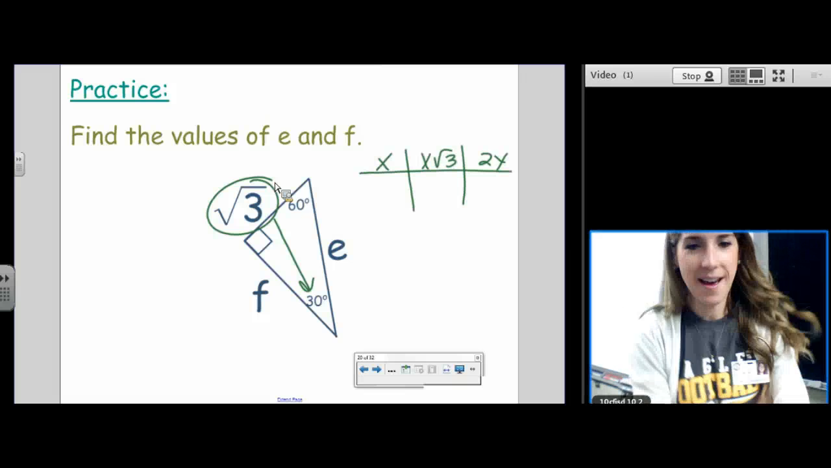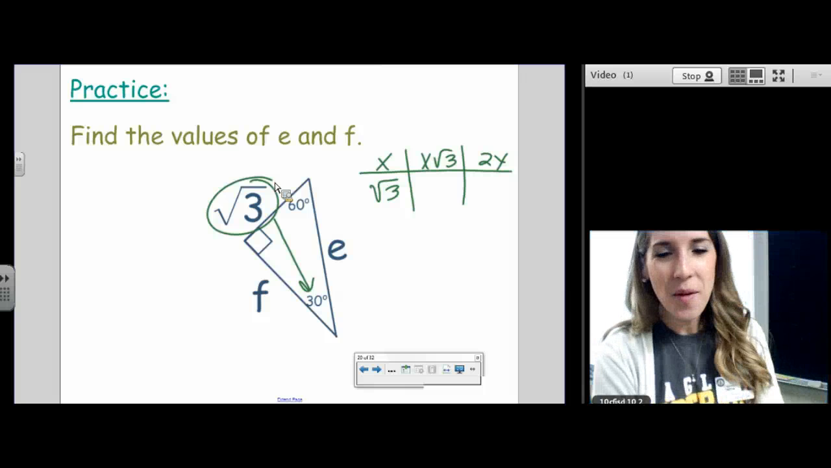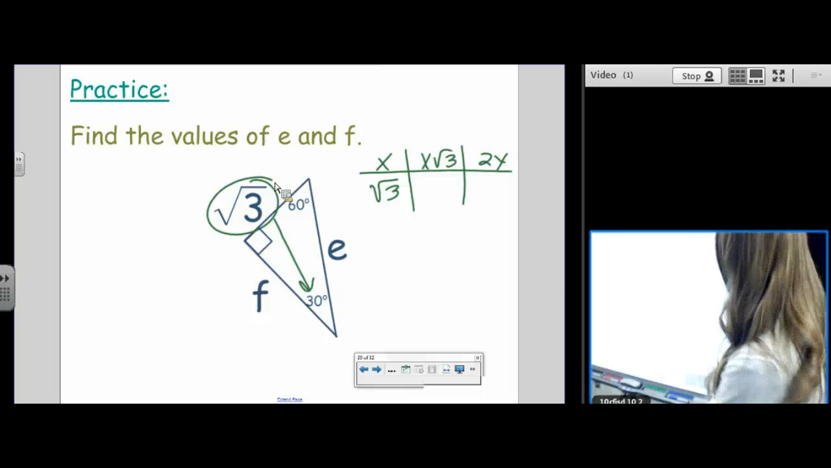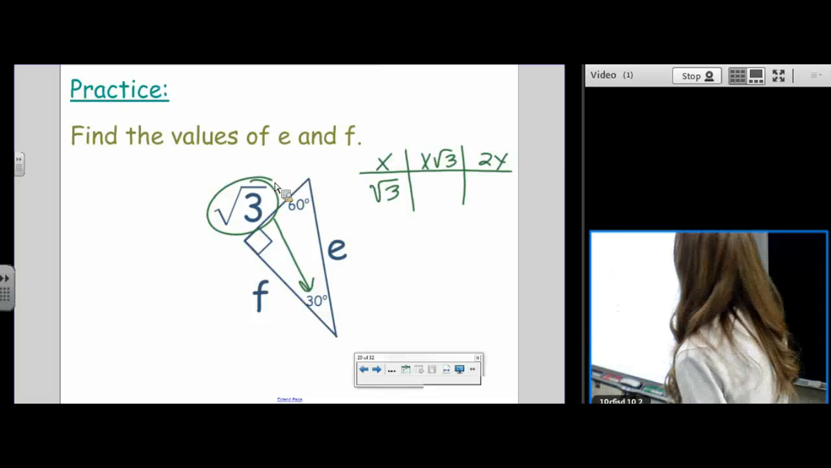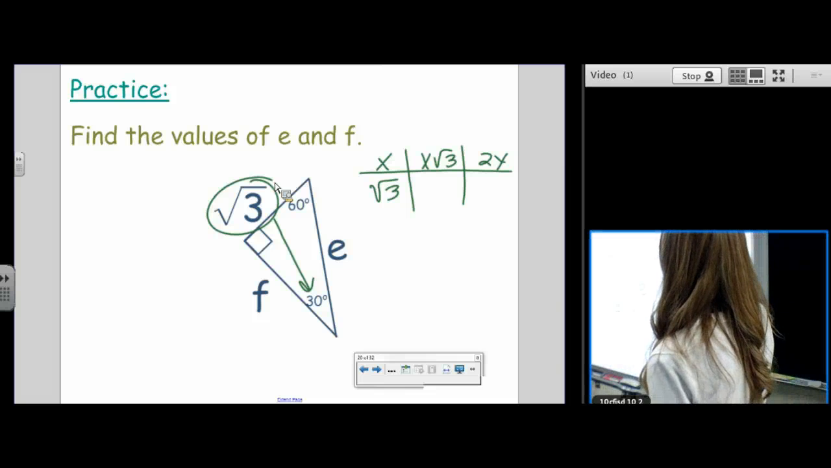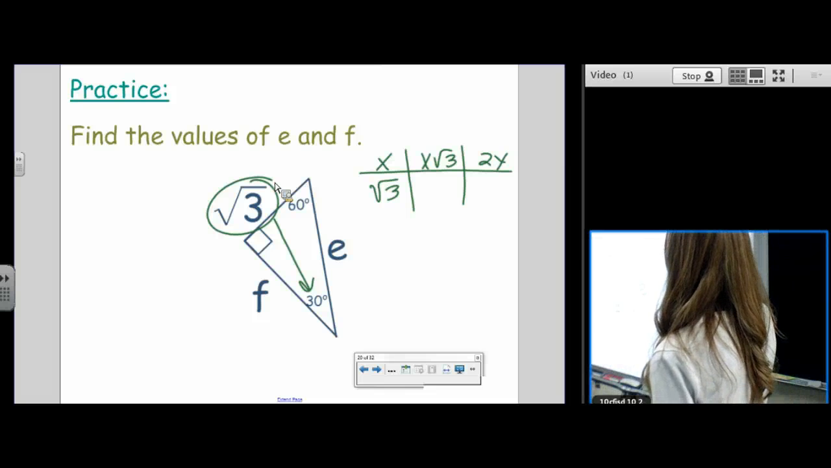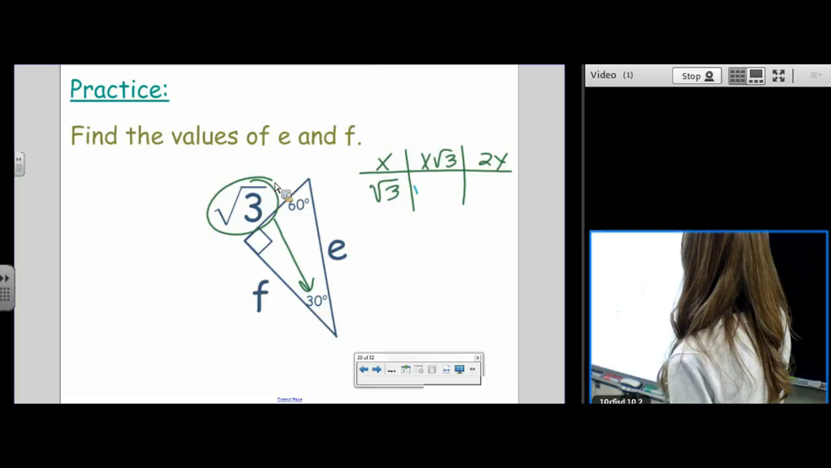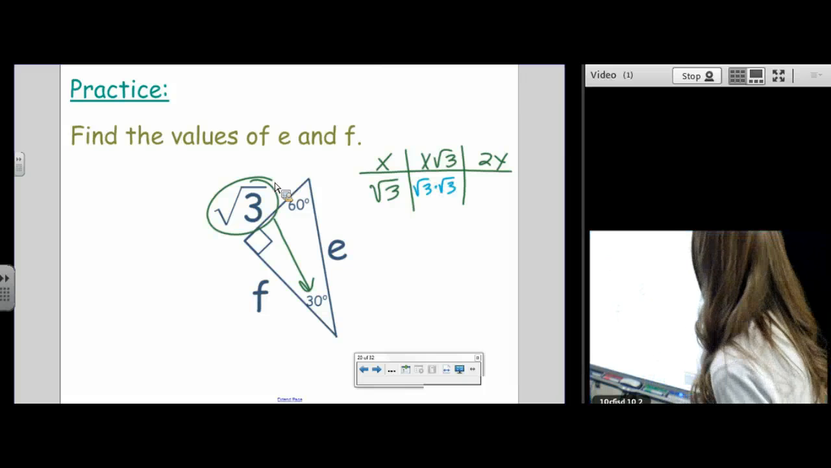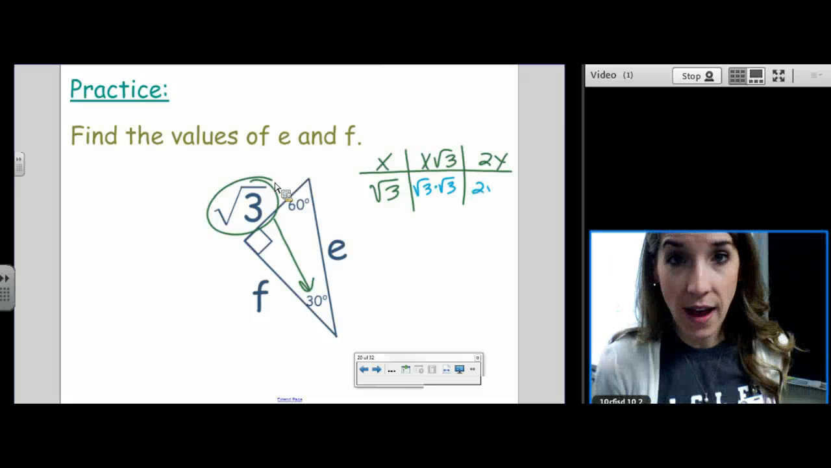Normally, we wouldn't put that one in that column, right? But root 3 is our x, so we have to be careful. I'm going to do what the table tells me to do. It says x times root 3. Well, this is x, and then times root 3. And then it says 2 times x. So I'm just filling out my table. Then you simplify if you need it.